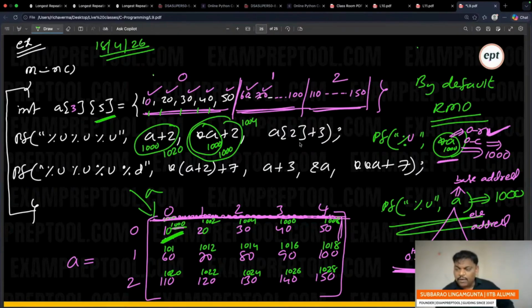Can you see this one? A of 2 plus 3. Remember, it is the shortcut. Actually, star A plus 2 plus 3.